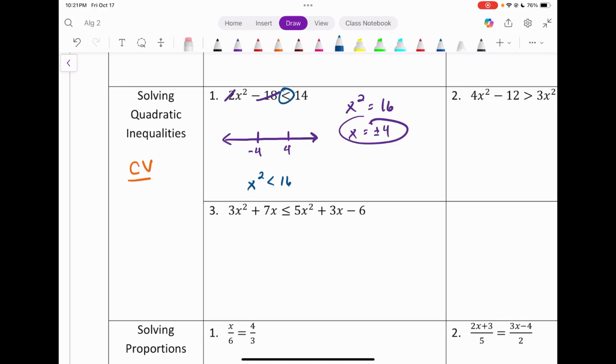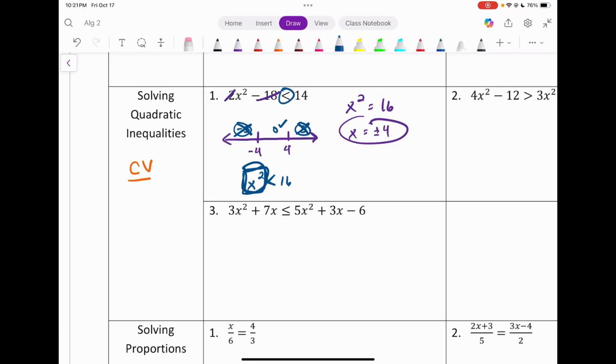Now I'm going to pick a point in each of my critical regions. Maybe -5 is somewhere over here, 0 is right in the middle, and +5 is over here. I'm simply going to plug it in and see if it's a true statement. When I plug in -5, I get 25 is less than 16. That's not true. When I plug in 0, I get 0 is less than 16, which is true. When I plug in +5, I get 25 is less than 16 again, which is not true.